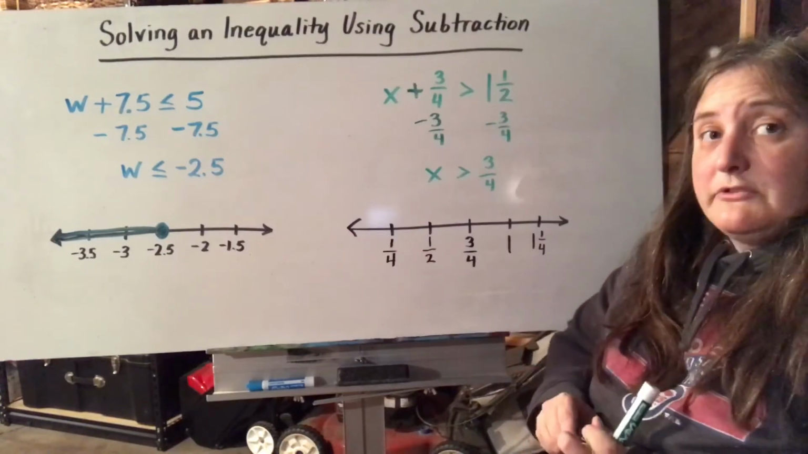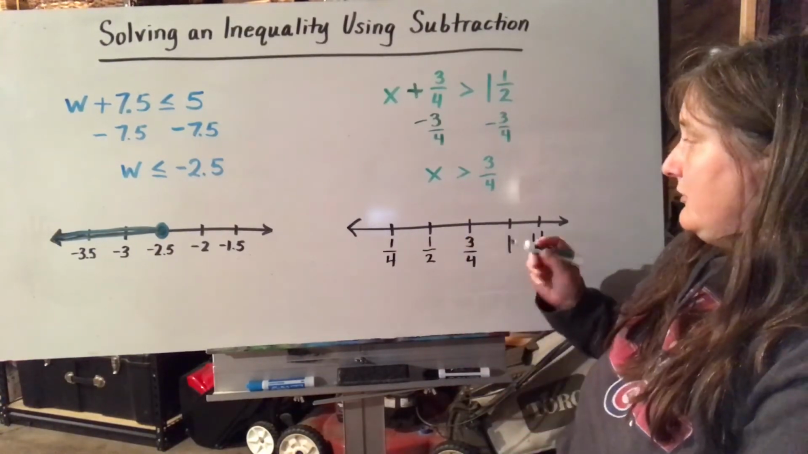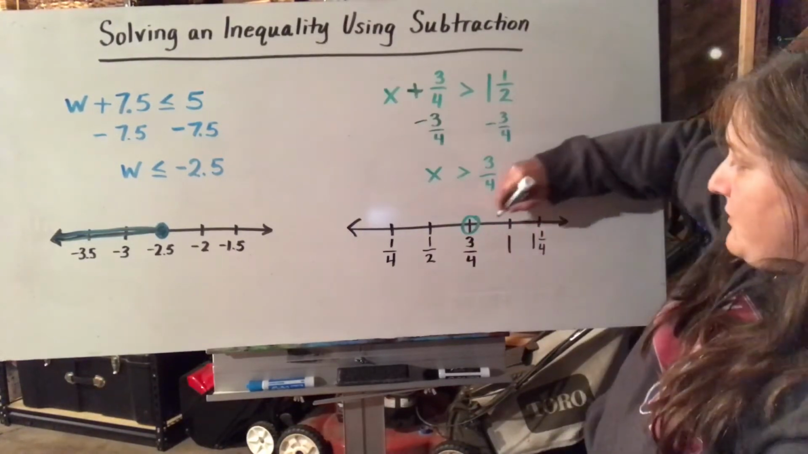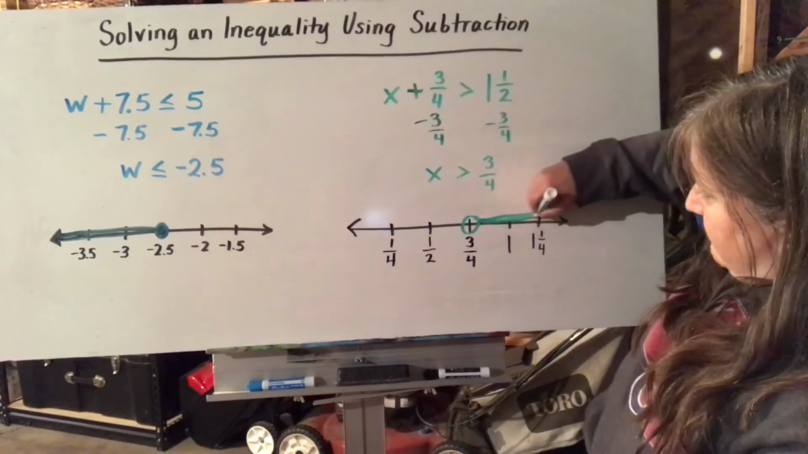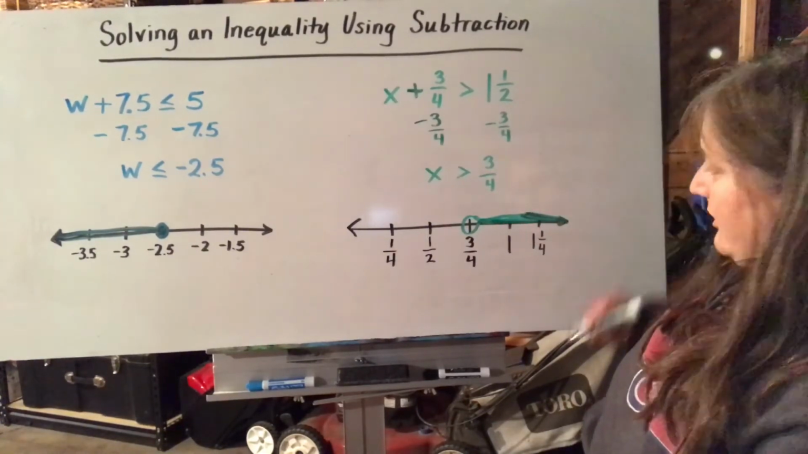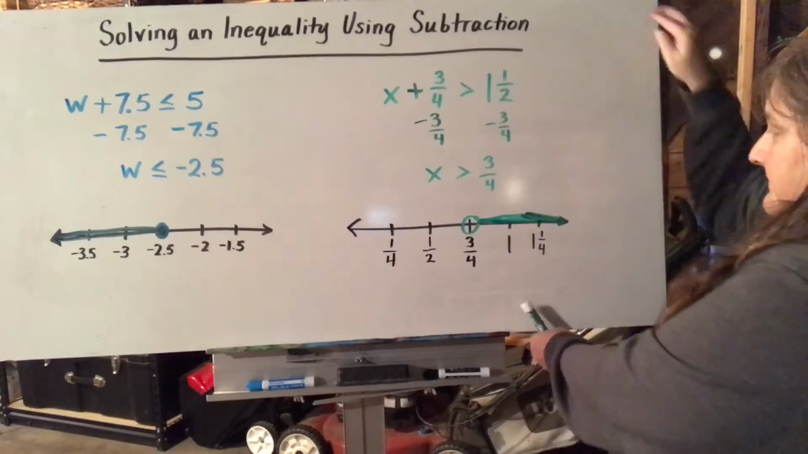I'm going to use an open circle at 3/4 because I do not have an equals here. It can't be equal to 3/4. But x is going to be anything that's bigger than 3/4. So anything going this direction off to the right. And I will also highlight my arrow because the answers go on infinitely to the right.